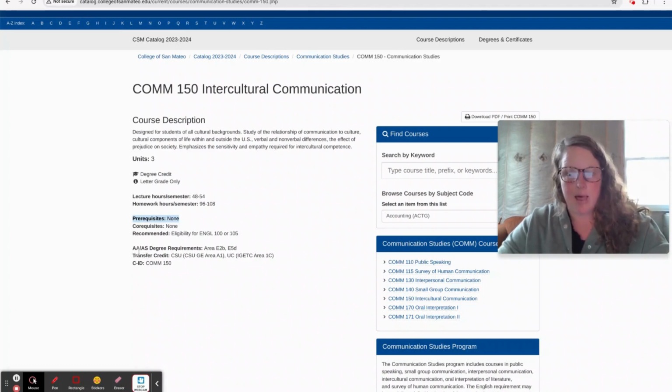AAAS degree requirements, so it fulfills the Associates of Arts and Associates of Science. They have their own paper. We are looking at the IGETC. This is their own paper for the AAAS. Transfer credit, CSU and UC, IGETC Area 1C. So it tells you what it fulfills. Again, your academic counselor can help you with all of that.